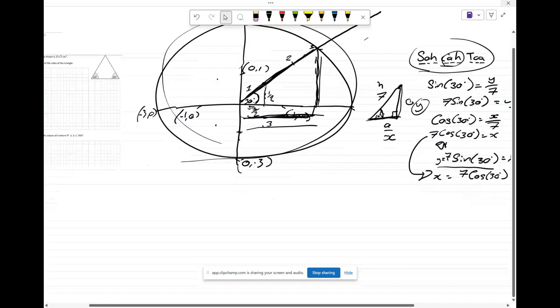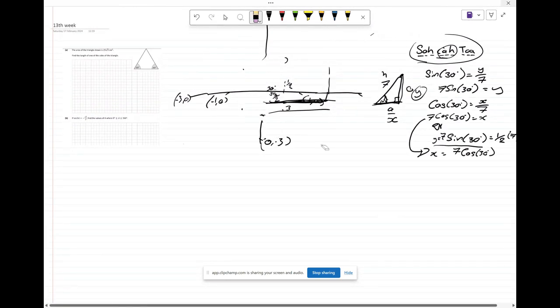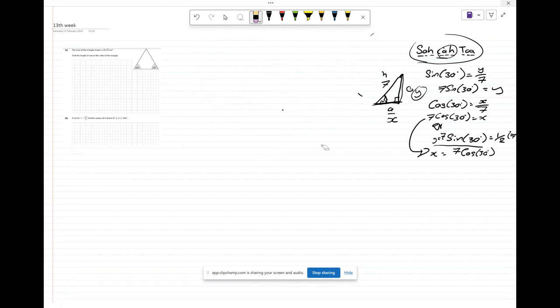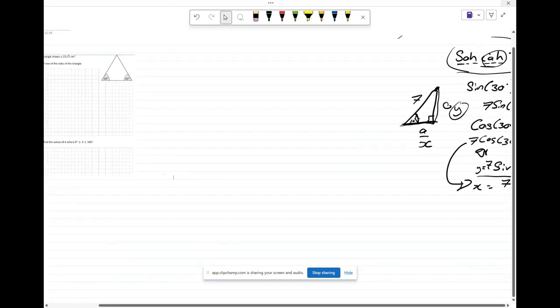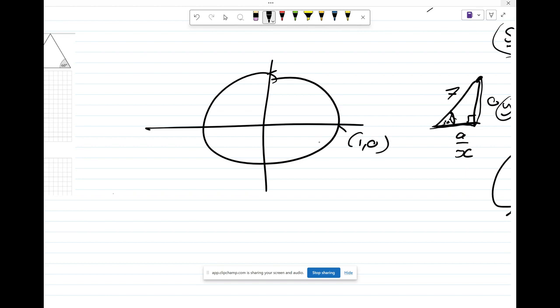And so, what if we wanted to reverse this question? I'll just tidy up my unit circle for a second, and we'll draw a new one. Okay, so we'll go back to radius 1, 0, 1, minus 1, 0, 0, minus 1.